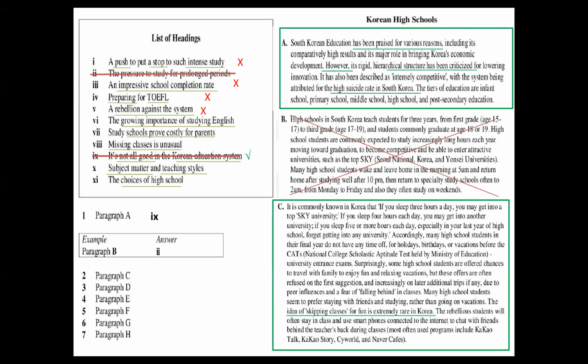Okay? Next, the growing importance of studying English juga enggak. Study schools prove costly for parents, enggak. Sorry, ini kelewatan. Subject matter and teaching styles juga enggak. The choice of high school juga enggak. Yang paling tepat adalah missing classes is unusual. Why? Because of this: the idea of skipping classes for fun is extremely rare in Korea. Extremely rare means that is unusual, okay?